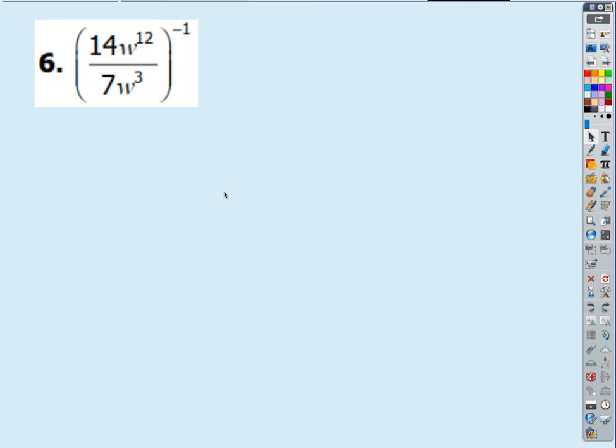Yeah, in fact, I always want to work inside parentheses first, right? So inside the parentheses, there's some stuff I can do. So inside the parentheses, 14 over 7 reduces to 2. Okay, so I'm getting a 2. And w to the 12th over w cubed is w to the 9th. Okay. Now, what can I do with this whole thing? Make it into a fraction. Yeah, well, you're right.